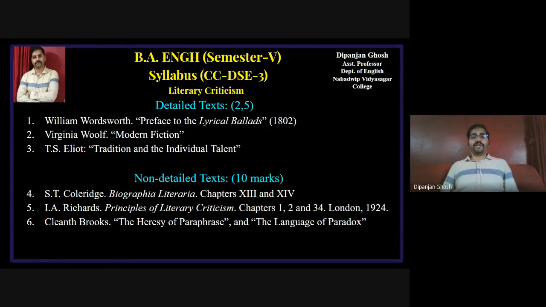Coleridge's Biographia Literaria, and the chapters mentioned are chapter 13 and 14. There is I.A. Richards's Principles of Literary Criticism, chapters 1, 2, and 34. It was published from London, 1924. And there is Cleanth Brooks, The Heresy of Paraphrase, okay, and The Language of Paradox. So, so far as I.A.